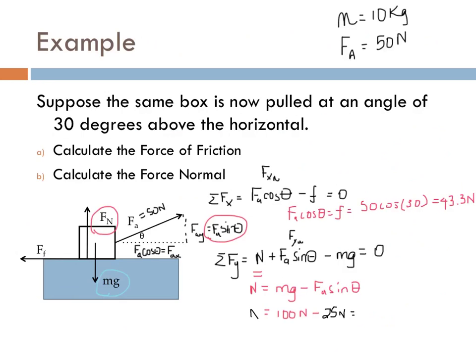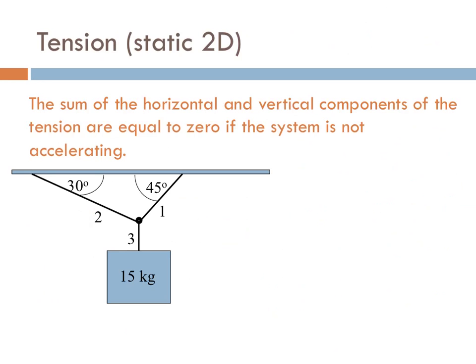So my normal force is therefore equal to 75 newtons. The last part is when you have more than one force acting at an angle. Here it says the sum of the horizontal and vertical components of the tension are equal to 0 if the system is not accelerating. Another way to say that, if you are not accelerating, then you're either moving at a constant speed or you're at rest. Here we can see if nothing is moving, it must be at rest.